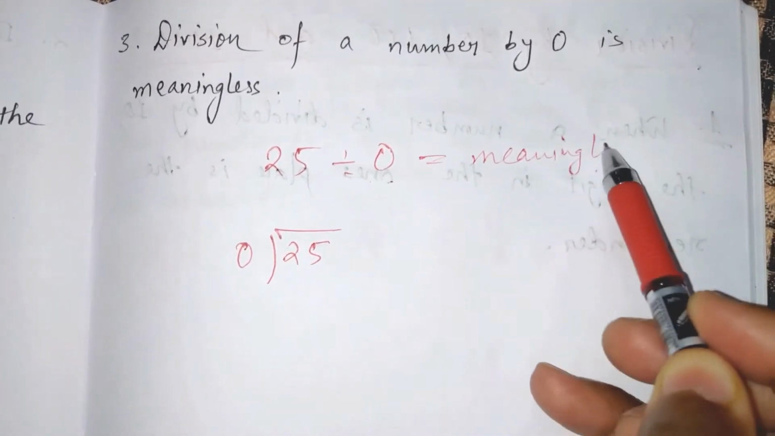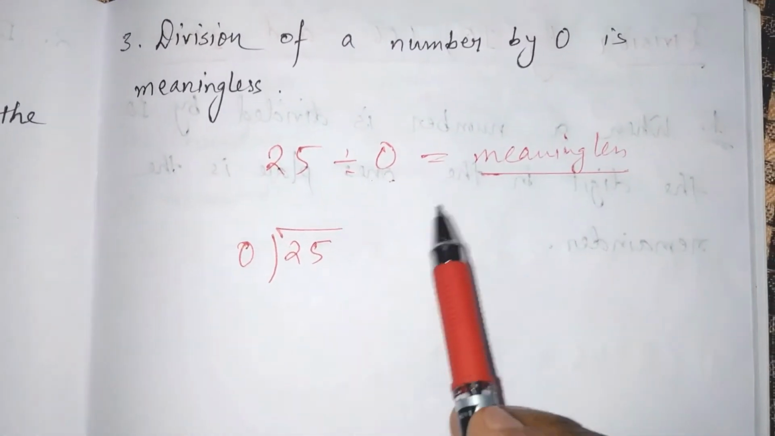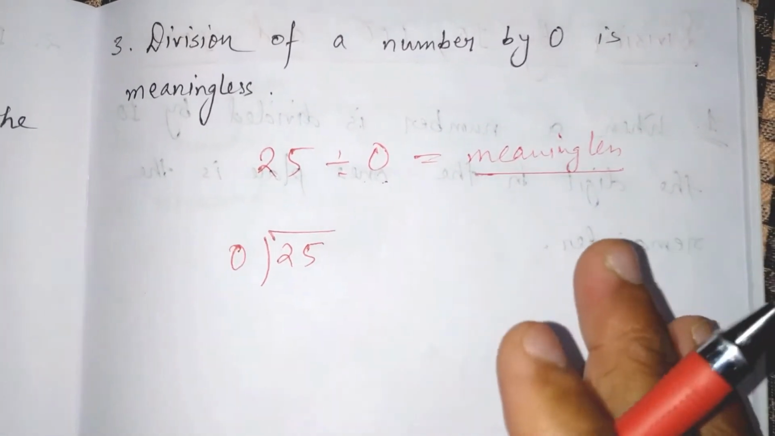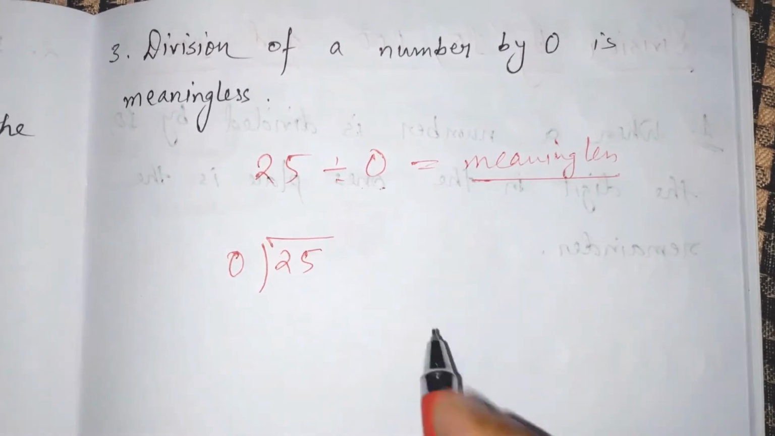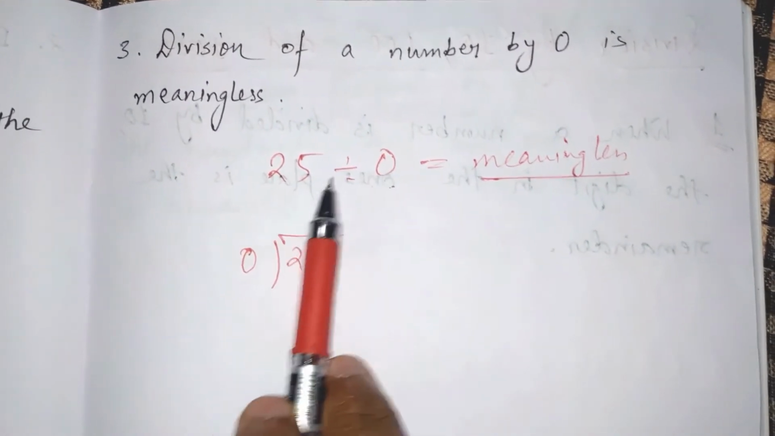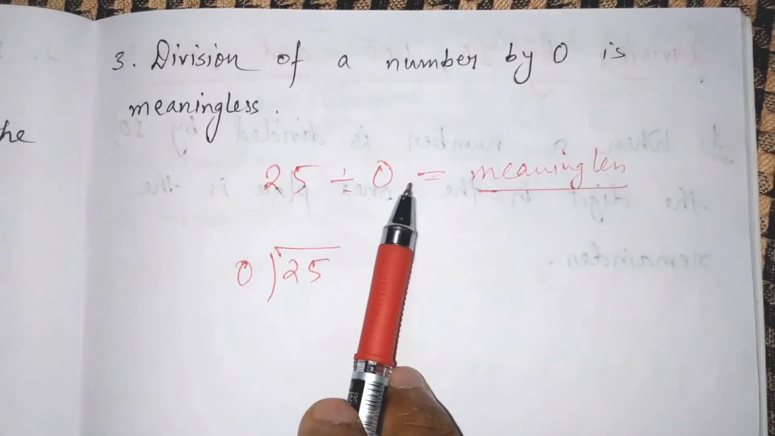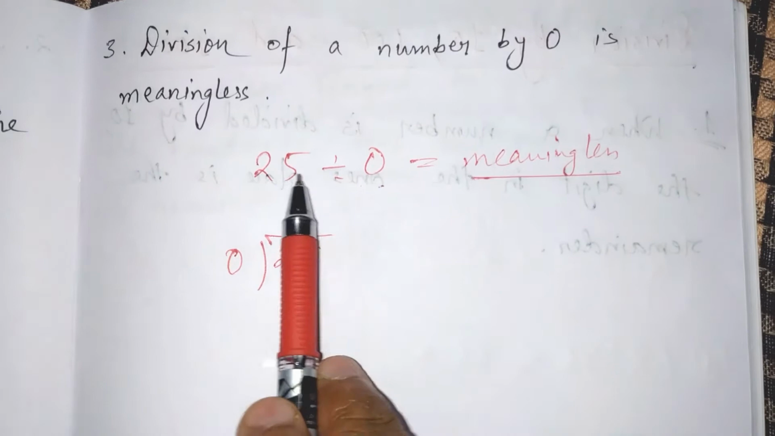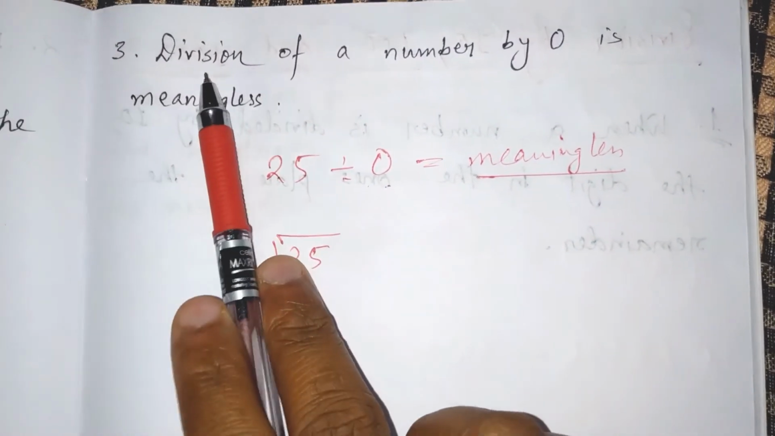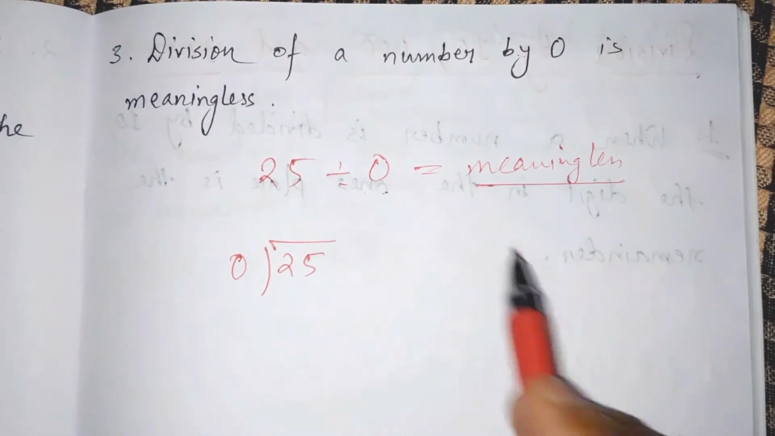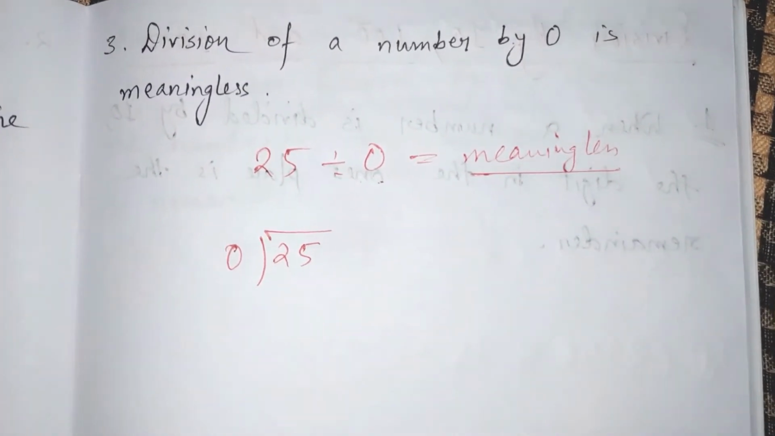No teacher will ask about it. If the teacher asks, then he will be searching for the concept inside you, because if you don't know that you cannot divide any number by 0, then he will make you understand about it. So you have this property that division of a number by 0 is meaningless. I hope you have understood this one. Let's see the next one.